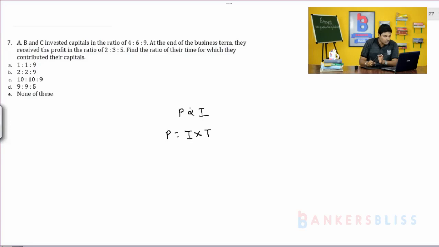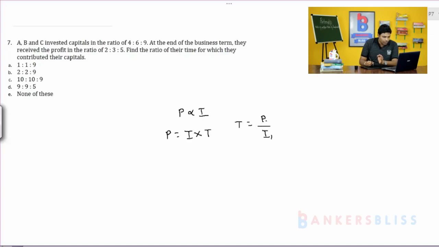If you want to remove this proportionality sign, then you have to multiply by a constant term. That constant term is called time. Therefore profit is equal to investment into time. So what do you have to calculate here? You have to calculate time. Then time is equal to profit by investment.